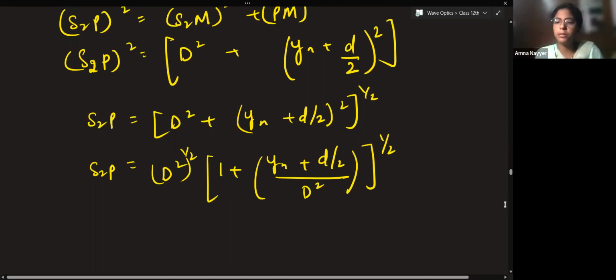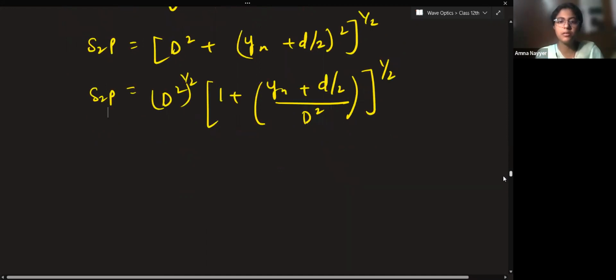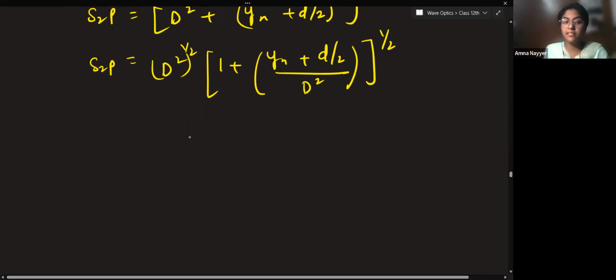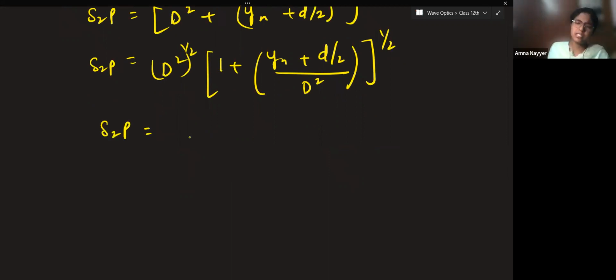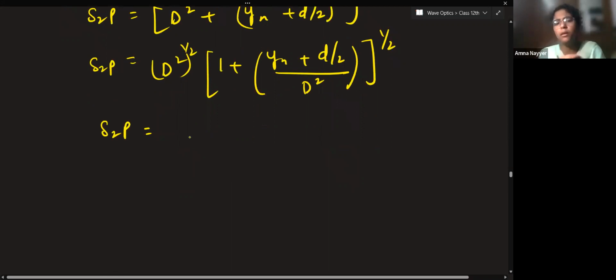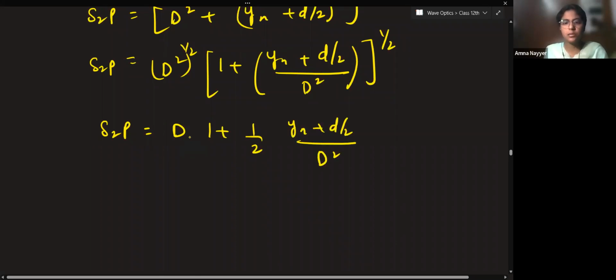Now I'll use the binomial expression, and S2P's expression will be what? This derivation comes, though it is a very lengthy derivation, but it can be asked. When you write the steps, it is actually not lengthy. It is appearing lengthy because of the long brackets that we have. Otherwise, the derivation is very small. From one triangle, expression of S1P. From the other triangle, expression of S2P, which is d times 1 plus 1 by 2 yn plus d by 2 by d, whole square. Here we have square. Fine. So this is the expression.